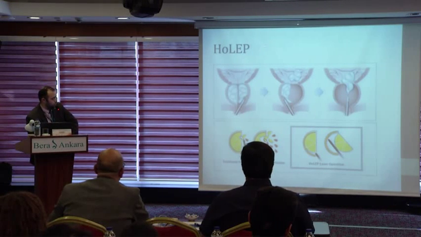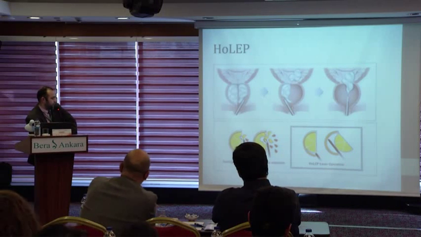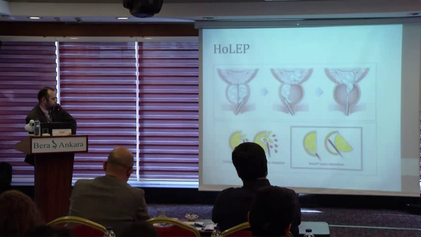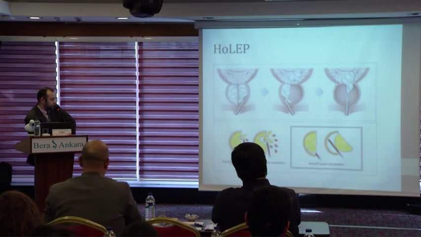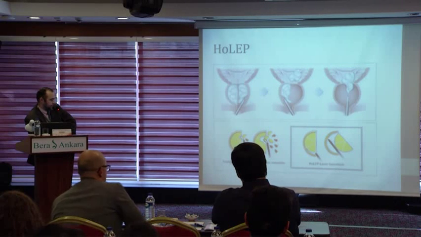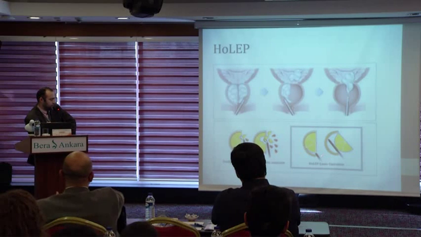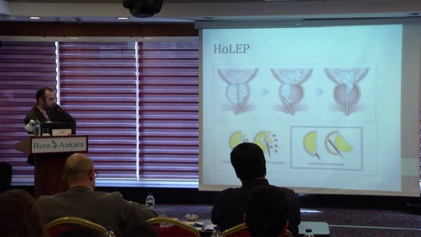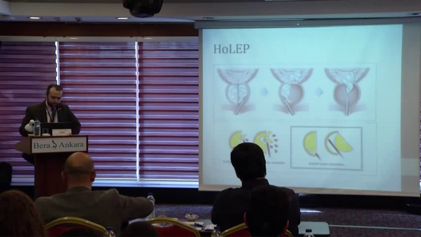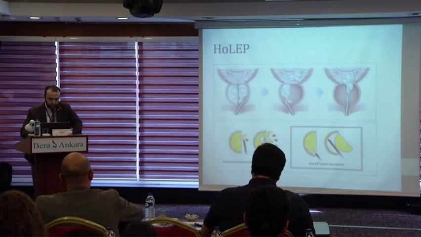This is the HOLEP, holmium laser method. We are using this method, and it is very different from the traditional transurethral resection. During the traditional resection, we are working from the surface to the inner parts, but in this HOLEP operation, we are starting with the circular resection of the prostate, and then after that, marsupialization is used for getting the prostatic tissues.